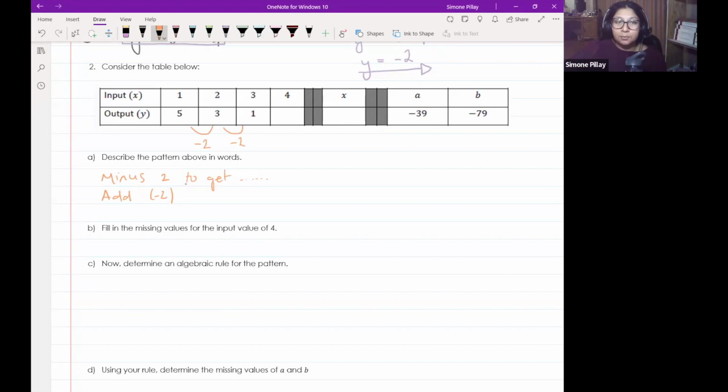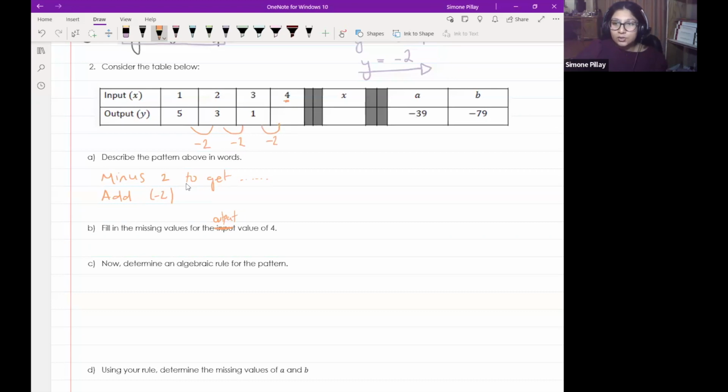Rory-san, you don't understand B and C. Okay, we're going to go through it again. And if you're still confused, you can raise your hand and we'll talk about it. So it says now fill in the missing input value of 4. And again, this should be output. Why output? They've already given us our output. They've already given us our input value over here. They want us to fill in this input, the output.